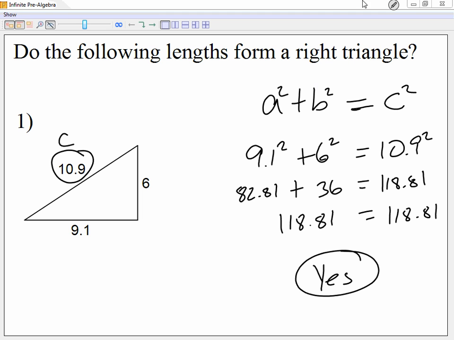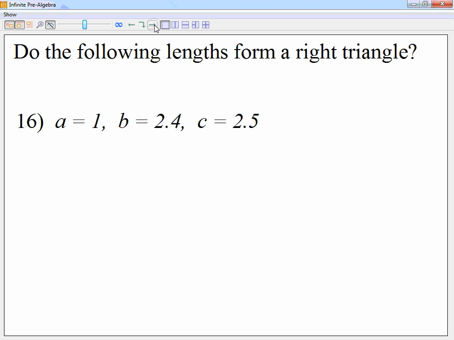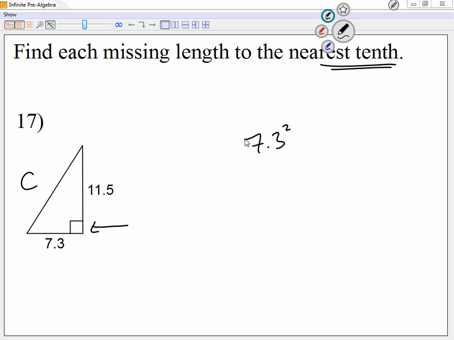No? All right. Now looking at the back side, number 17: find each missing length to the nearest tenth. So I'm rounding to the nearest tenth, that means one decimal place. Looking at my triangle, the side that I'm missing is the biggest, so I'm going to call that c. Since it is a right triangle, I see my right angle there, with the 90 degrees represented by a little box. So I'm going to get 7.3 squared plus 11.5 squared is equal to c squared.